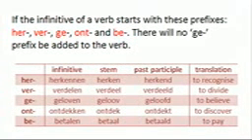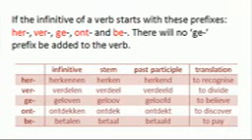Ge is not always the prefix for a past participle. If the infinitive of a verb starts with these prefixes, her, ver, ge, ont, and be, there will be no ge prefix added to the verb.